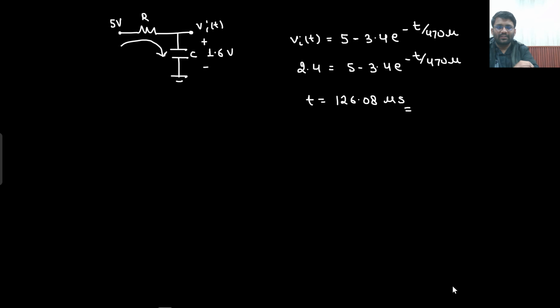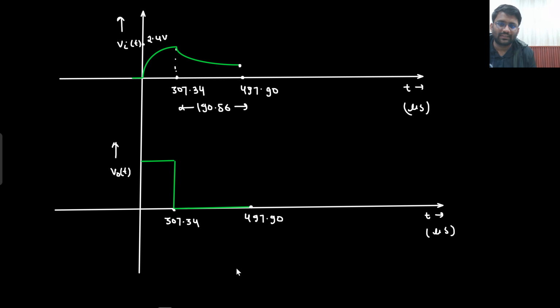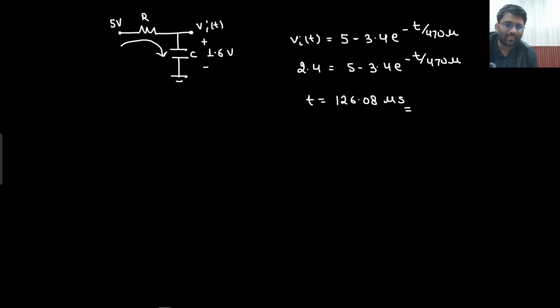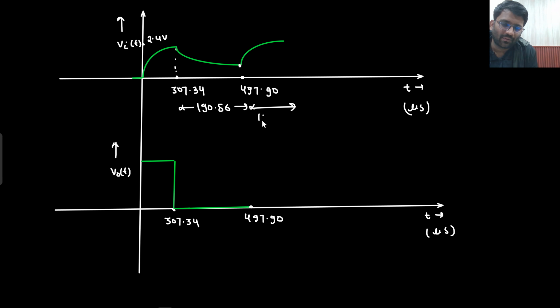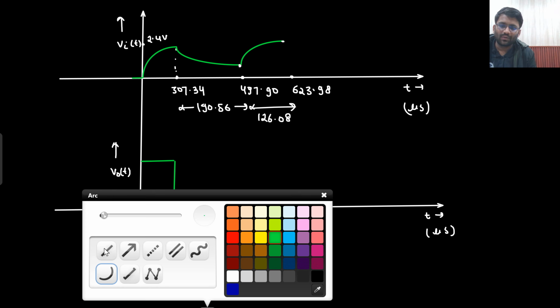Okay, again 2.6 divided by 3.4 ln, 126.08 microsecond. That means, if I see this particular characteristic, it is going from 1.6 to 2.4, and how much window is it taking? It is taking a window of 126.08 microsecond. So if I need to show this time, it would be 497.90, so 623.98.